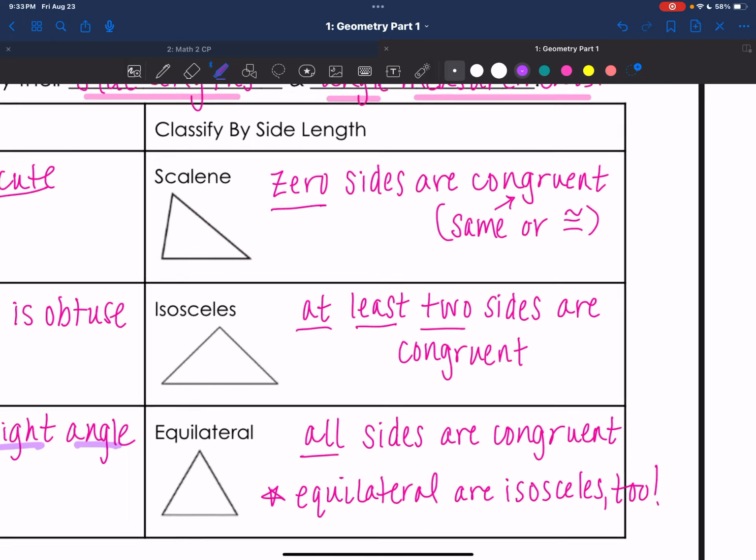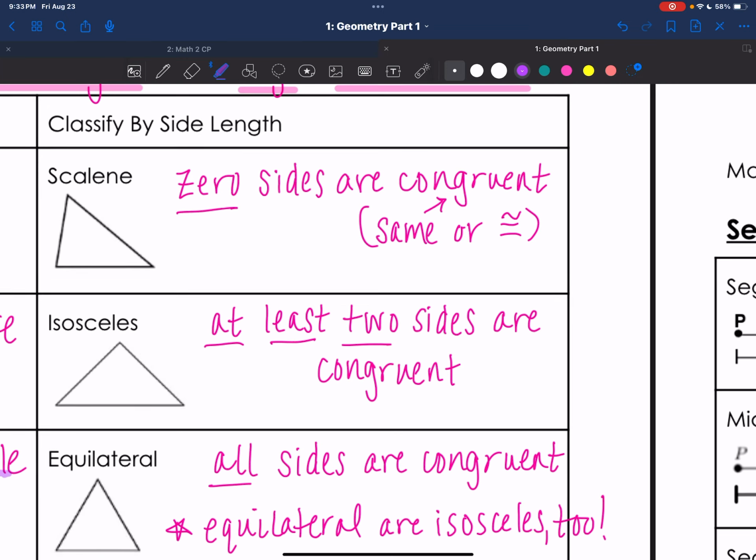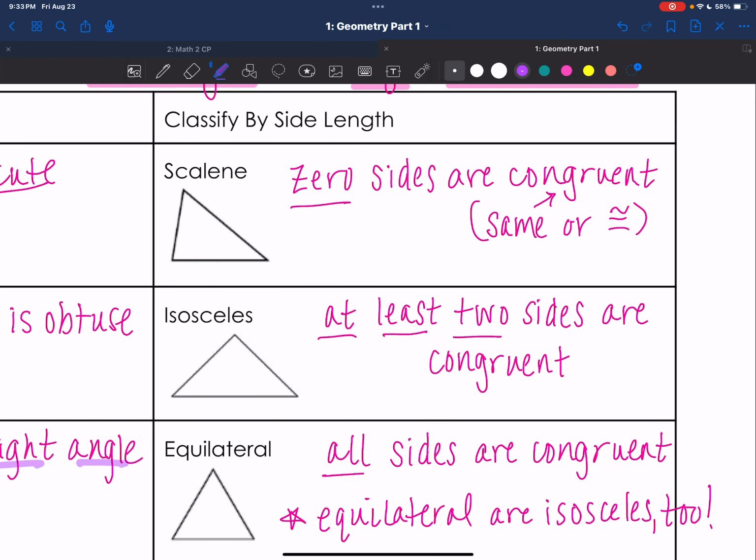Now, you can also classify a triangle by its side lengths. One would be called a scalene triangle if you have 0 sides that are congruent. And when we talk about congruent, another way to say it is the same. If you were to put one on top of the other, they would match up. It looks like an equal sign with a wavy line. That's the congruent notation or symbol.